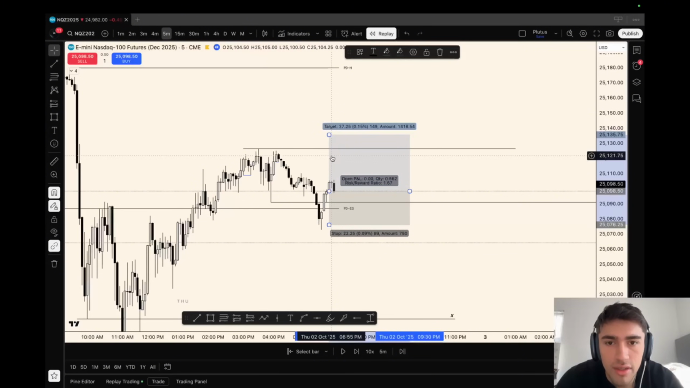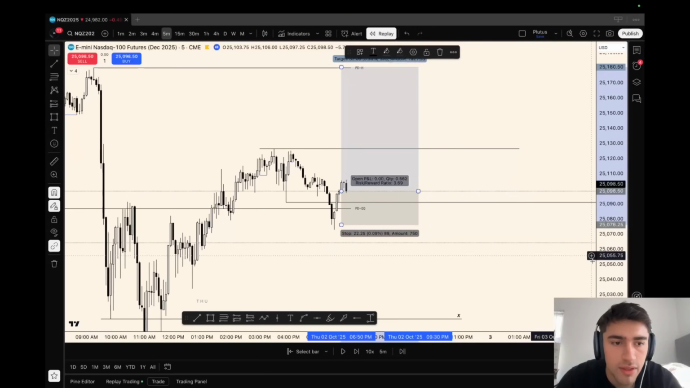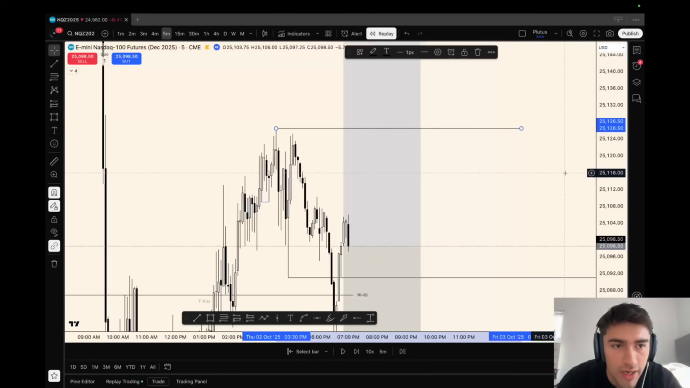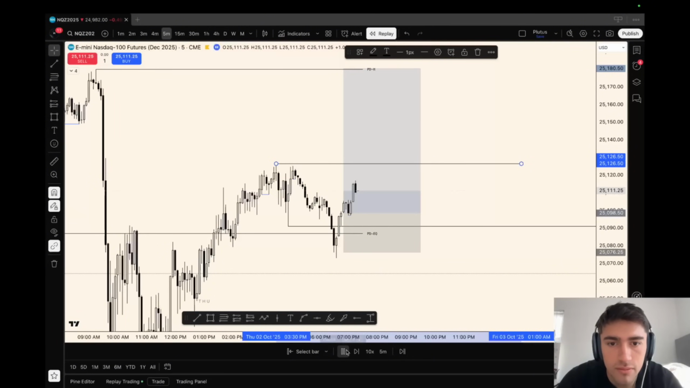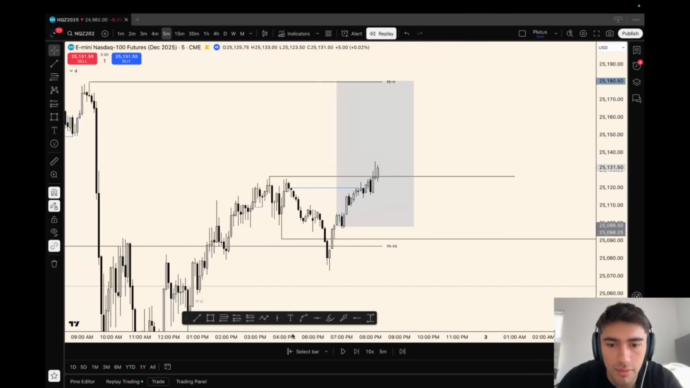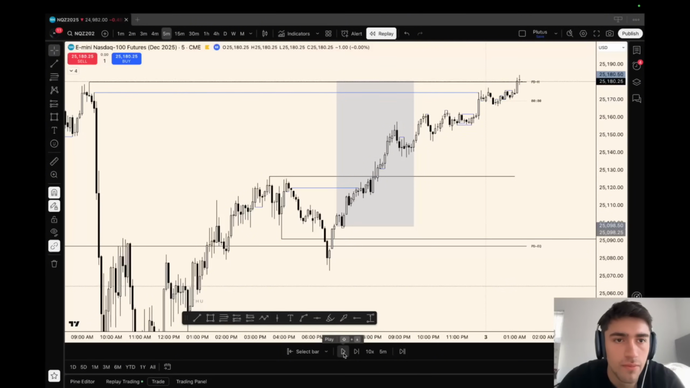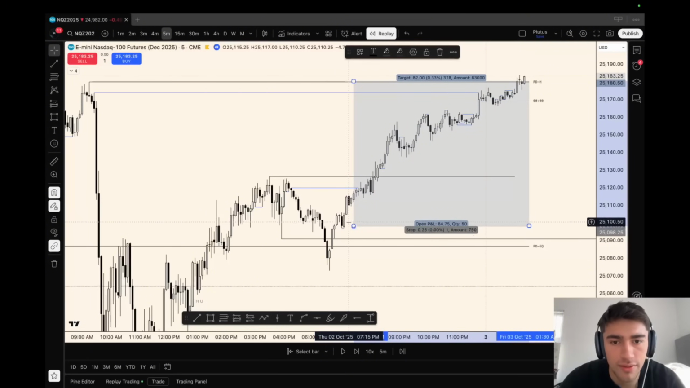Stop down here, and then I'll target previous day high. My break even could be this internal right here, if you want. For me personally, I believe the draw is higher, so I would wait for these highs. Okay, stop loss is going to break even, and I'm going to target previous day high. Boom, right there. And that's how that gets hit here.